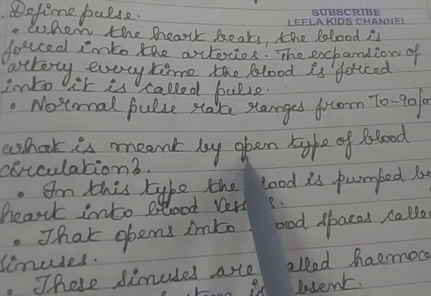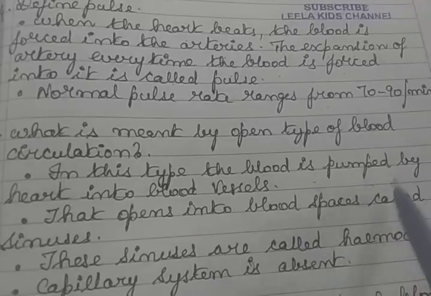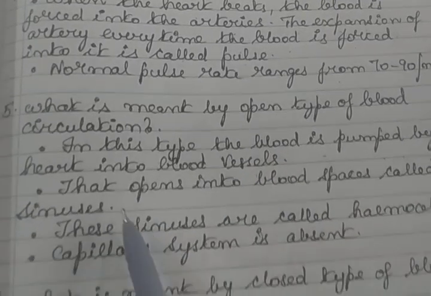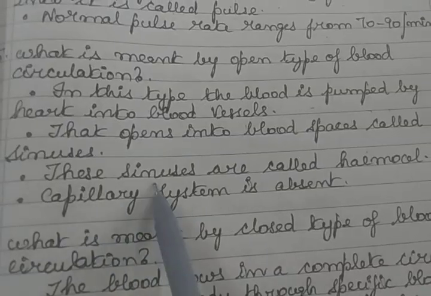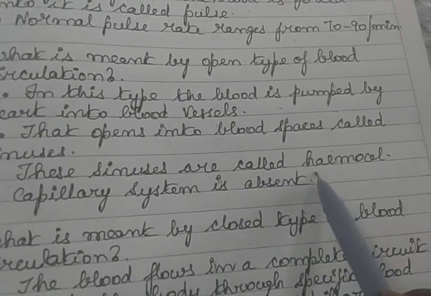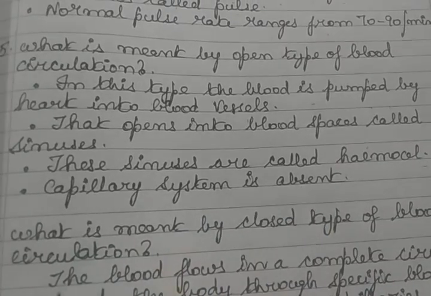What is meant by open type of blood circulation? In this type, the blood is pumped by the heart into blood vessels that open into blood spaces called sinuses. These sinuses are called hemocoel. Capillary system is absent.